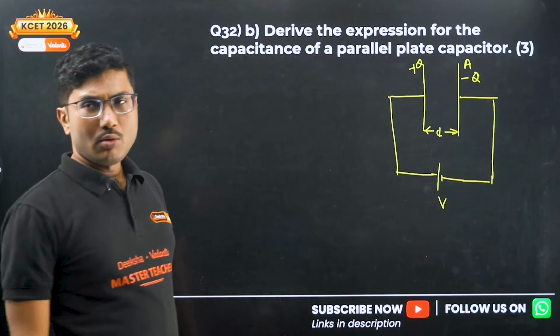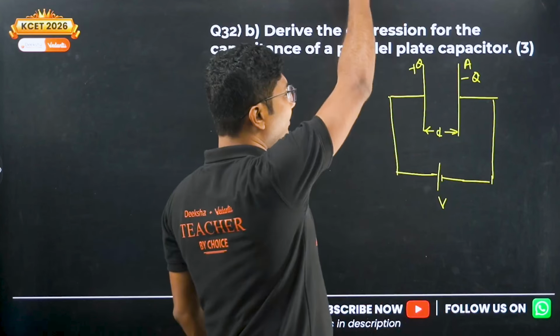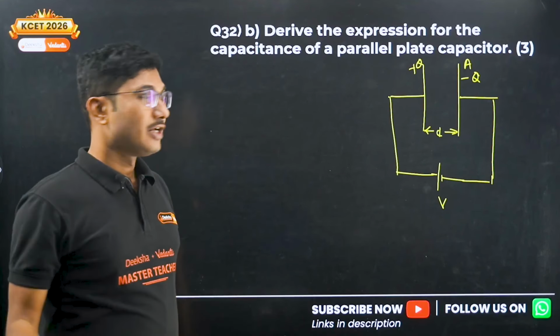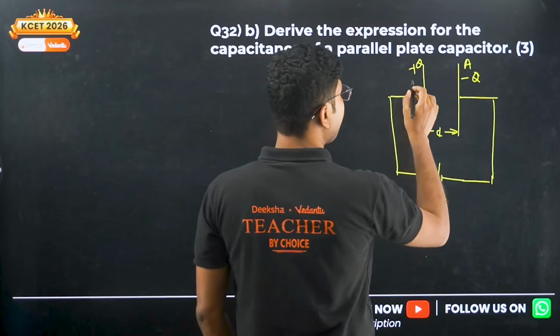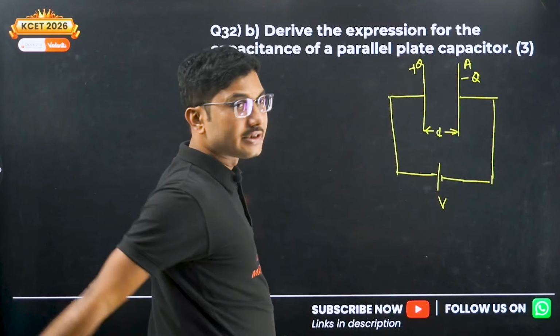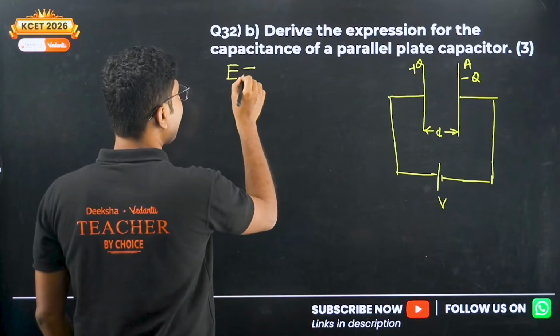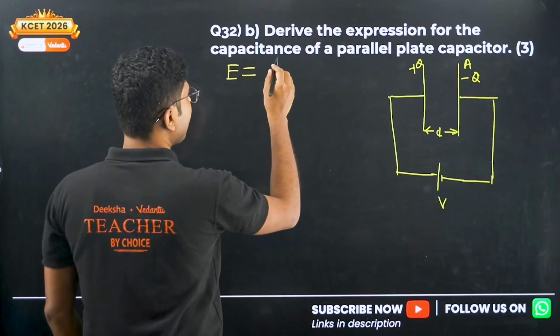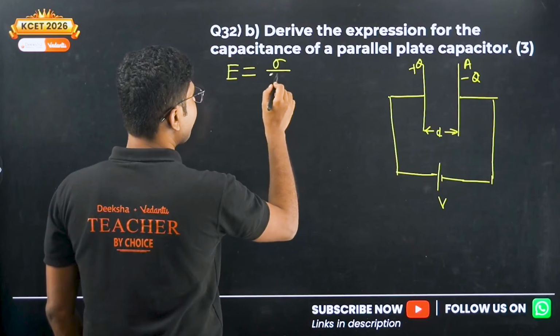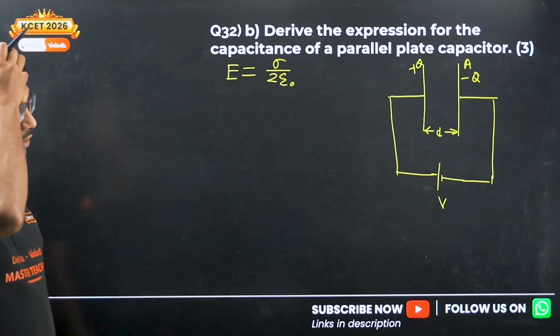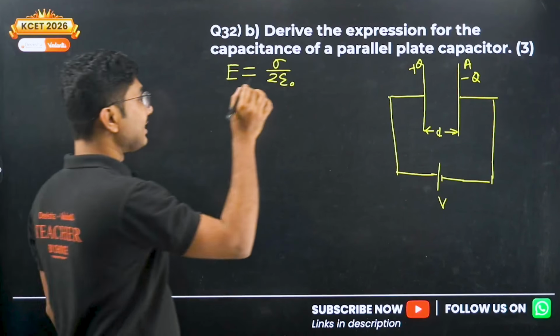Now this can be considered as a very large charge sheet. In case of a charge sheet, we know that the electric potential near the charge sheet is constant. What is the electric field near a charge sheet? It is given by sigma by 2 epsilon naught near a charge sheet.